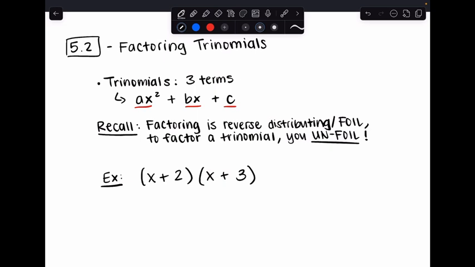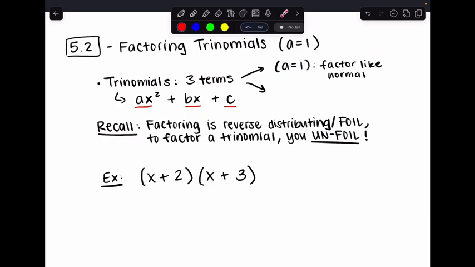Okay, and so when we're dealing with trinomials, we would have two different scenarios. For this video, it's going to cover trinomials where a equals 1. And when a equals 1, we're going to factor like normal. What that means is the coefficient, or the number in front of your variable with the highest exponent, your lead coefficient, is going to be 1. The second scenario is where a doesn't equal 1, and we would use the MAC method, and that would be shown in the 5.3 video.